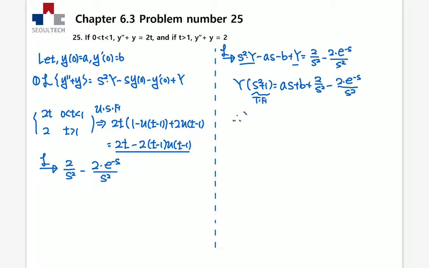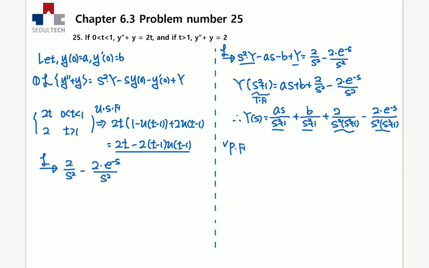So you can figure out Y of s equals a times s over s squared plus 1, plus b over s squared plus 1, plus 2 over s squared times (s squared plus 1), minus 2 times e to the minus s over s squared times (s squared plus 1). Now we simplify these terms using partial fraction decomposition.